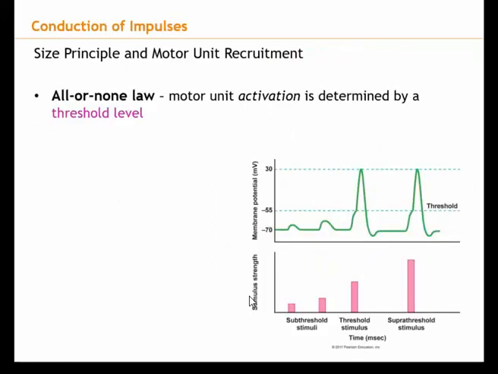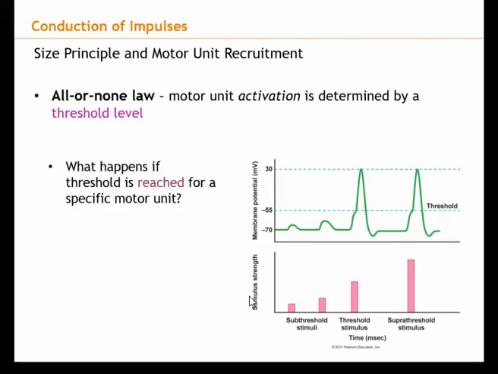All right, next concept is the all or nothing law, which was already discussed, I think, in video number 1. So we should know this already. But it's talking about that stimulus that doesn't reach the threshold. But let's now apply it to motor unit activation. So motor unit activation is determined by threshold level. We already know that. So what happens if the threshold is reached for a given motor unit?